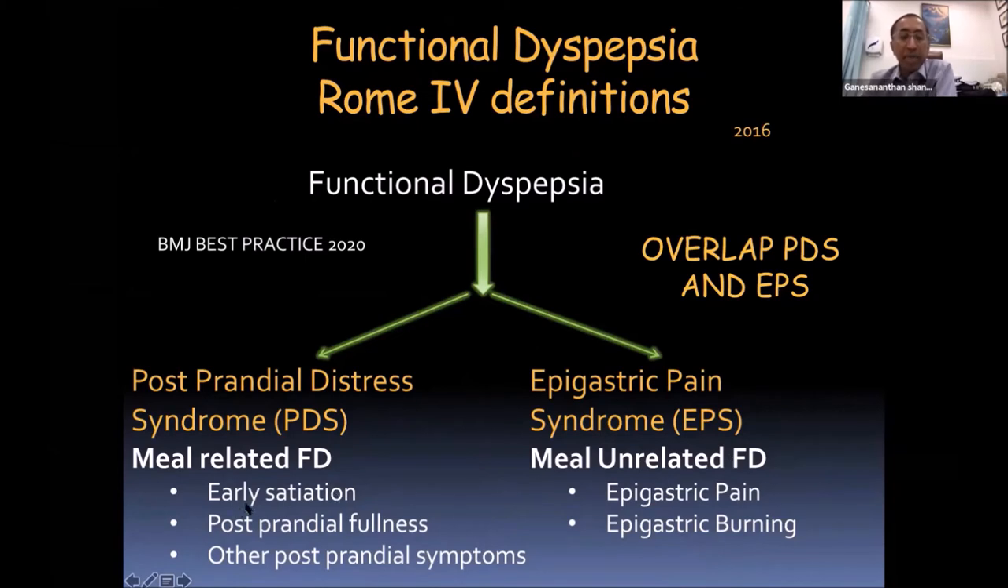Again, the terms would be early satiation and postprandial fullness. In the meal-unrelated functional dyspepsia, the epigastric pain syndrome, it would be epigastric pain or epigastric burning. Now, there are three groups, actually: postprandial distress syndrome, epigastric pain syndrome, and overlap between postprandial distress syndrome and epigastric pain syndrome. That's the third type. This is also a big group of patients.